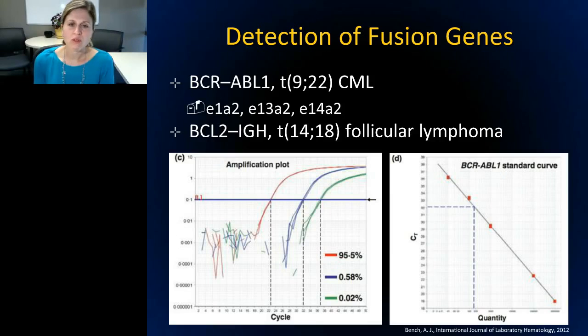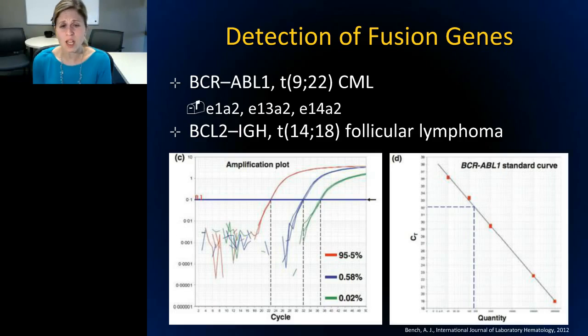This is a commonly used mechanism to detect the BCR-ABL fusion protein from the translocation of 9;22 in CML, chronic myelogenous leukemia, and there are a number of different common variants of that particular fusion that can be identified. It's also used in the hematologic setting to look for BCL2-IgH translocations from the translocation of chromosome 14 and 18 in follicular lymphoma. It is certainly used in some solid tumor malignancies as well, but these are very, very commonly used in these two particular malignancies.